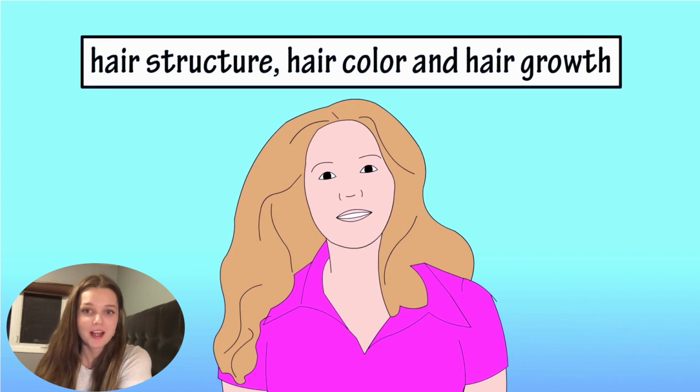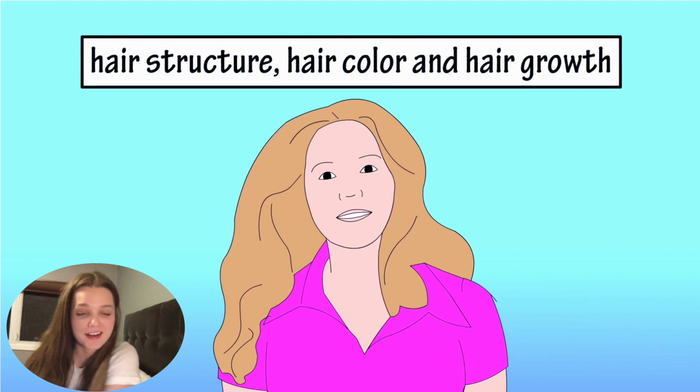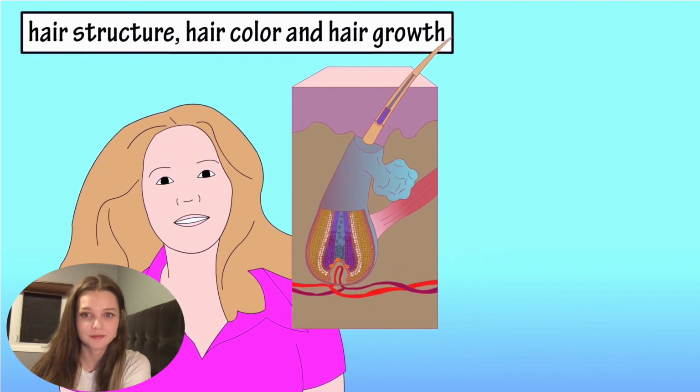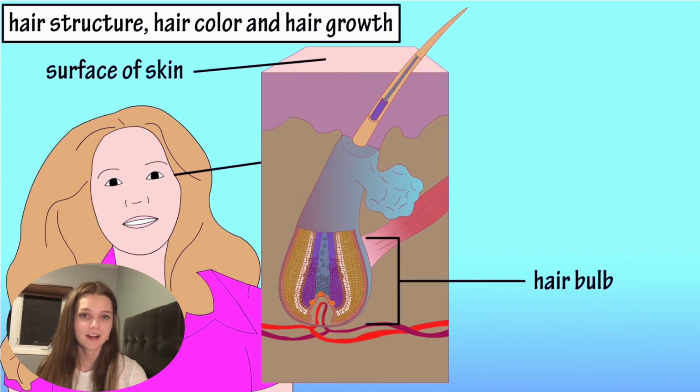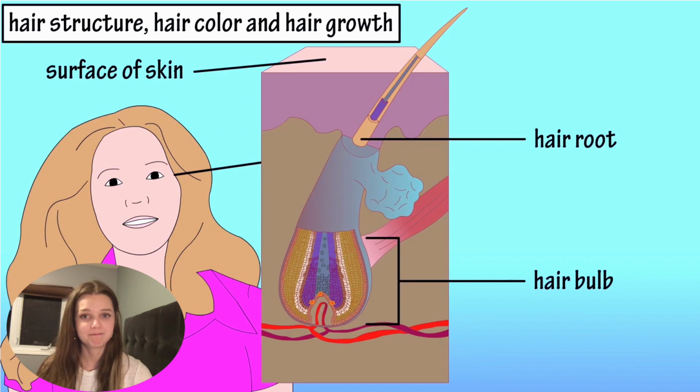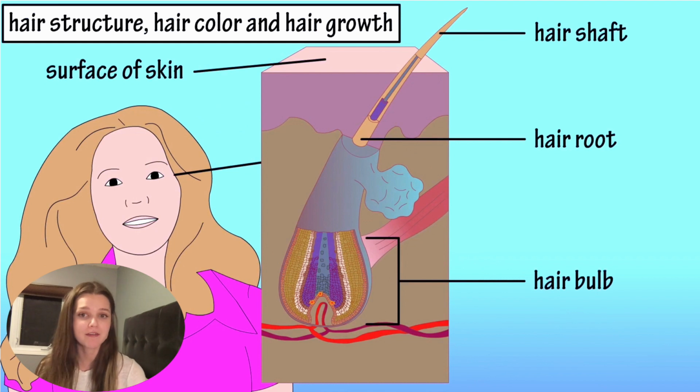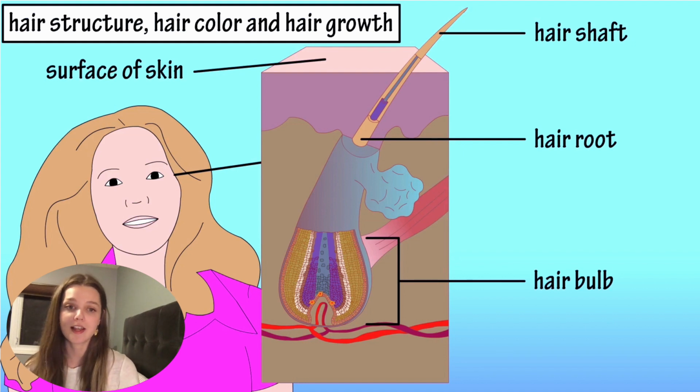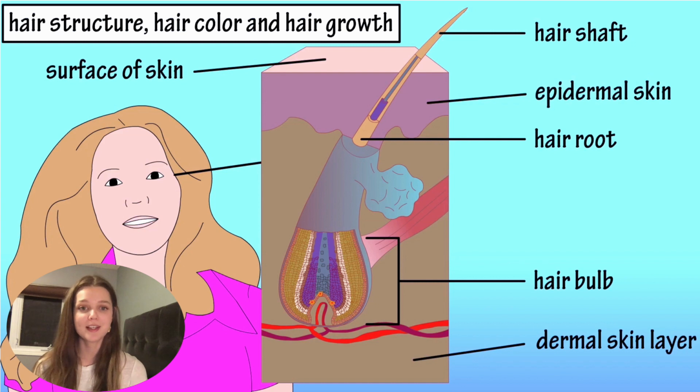Okay, so hair structure, hair color, and hair growth. Let's get into it. Hair consists of three main basic sections. We have the hair bulb, the hair root, and the hair shaft. The hair shaft is the top portion of the hair that extends out from the surface of the skin. This is the part that we can see. The root extends from the bulb to the surface of the skin, and the bulb extends from the root deeper into the dermal layer of the skin.